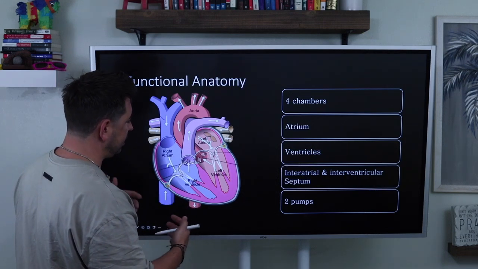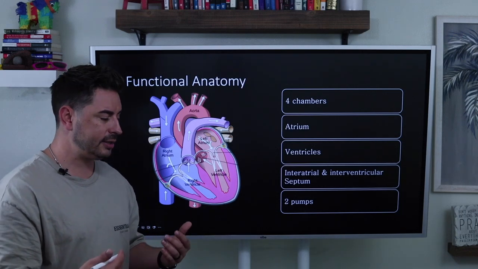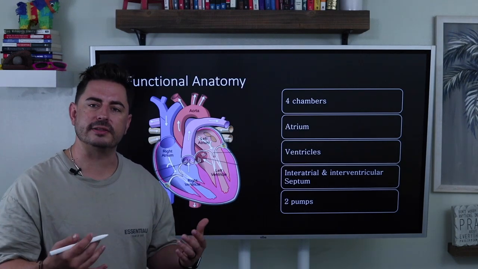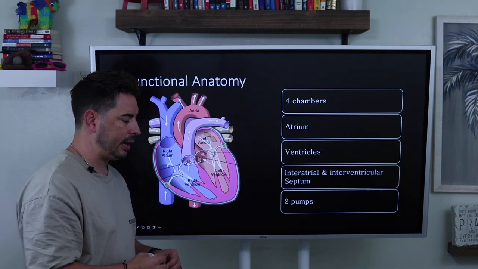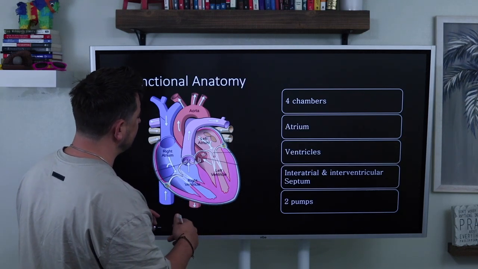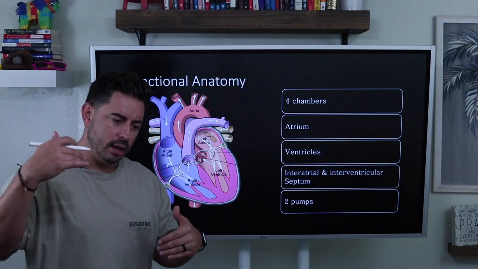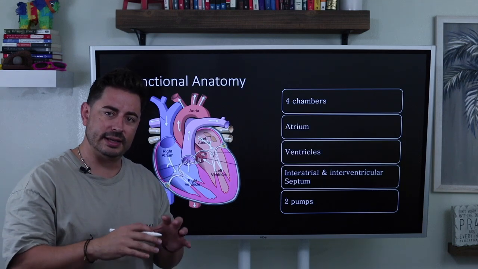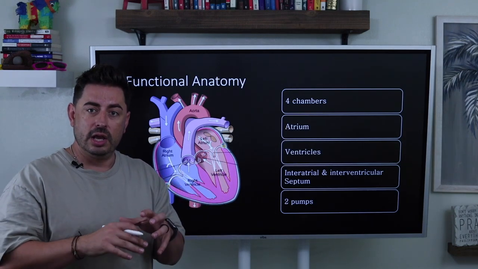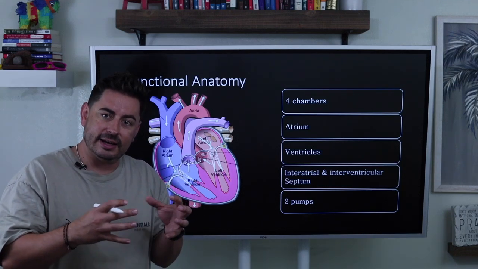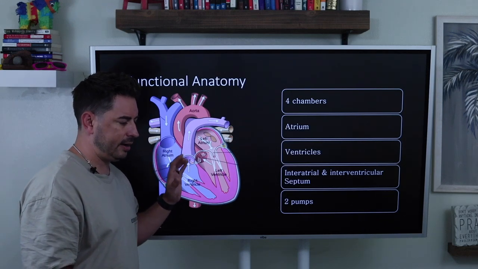It's cone shaped. It only weighs about 250 to 350 grams. So relatively light. I think about a box of paper clips. That's about all that it weighs. It doesn't weigh a whole lot. And it's housed and it's protected within the mediastinum, and it's protected behind the sternum. You've got the spinal column that protects it. The lungs kind of encompass it. The diaphragm's below it. So it's well protected behind many layers because it is such a vital organ.